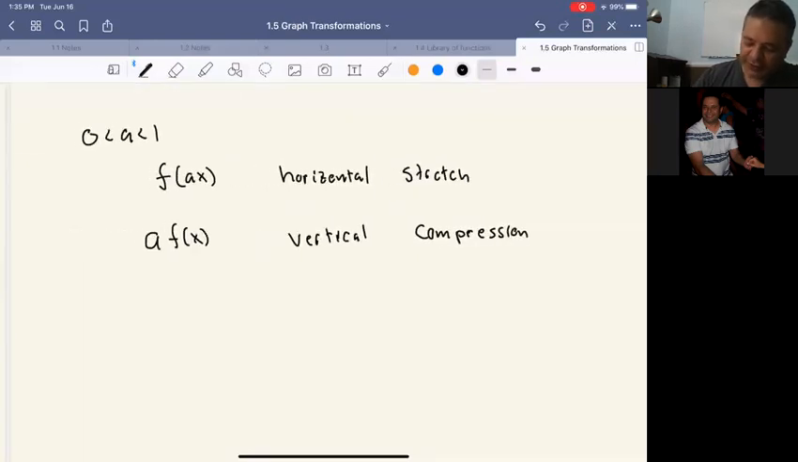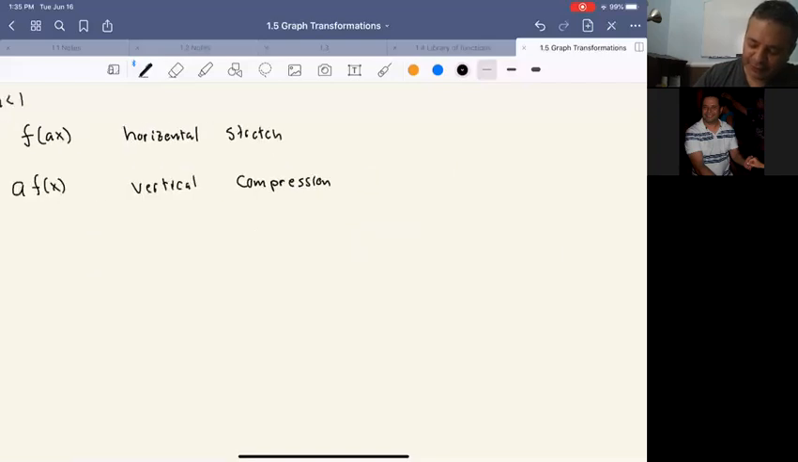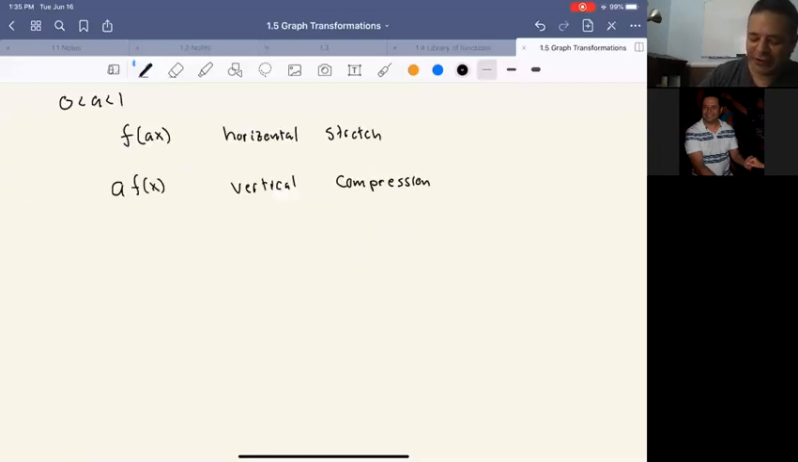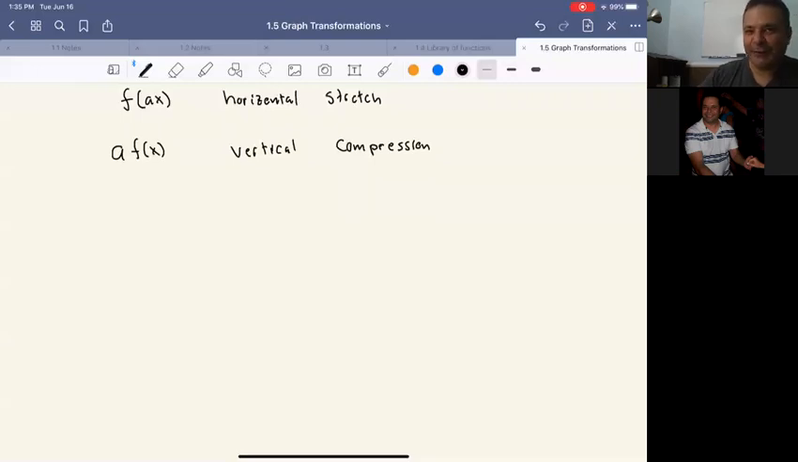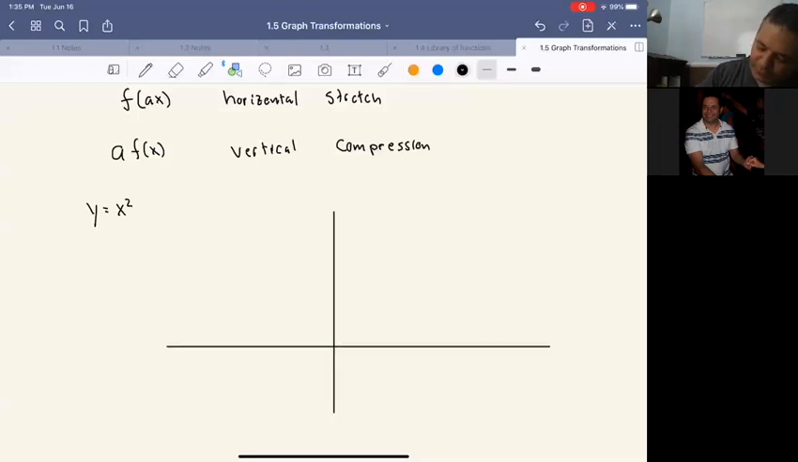The example is actually going to be my favorite function again. We're going to stretch my favorite example a little bit, or maybe compress it a little bit. We'll see. So let's start with y equals x squared. I'm going to be very diligent about it. So 0, 0; 1, 1; negative 1, 1.